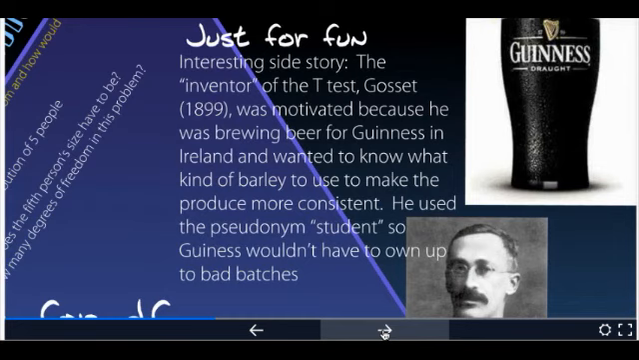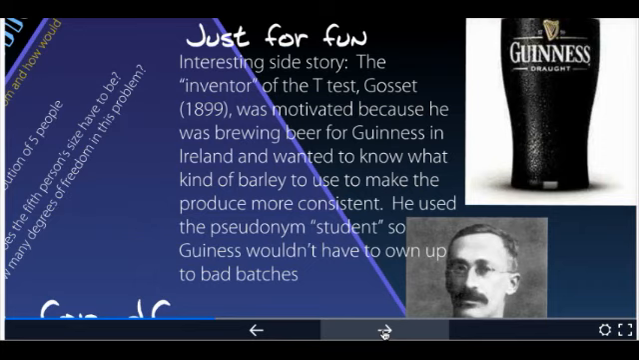All right, and this is just a fun thing to end this part of the lecture, an interesting side story. The inventor of the t-test, which we're about to talk about, Gossett, in 1899, was motivated because he was brewing beer for Guinness in Ireland, and he wanted to know what kind of barley to use to make the produce more consistent. So he would do 2 different kinds of barleys, and he would compare them, and he would run t-tests on them to see which one was better, and just keep doing batches of 2 and comparing the 2 batches.